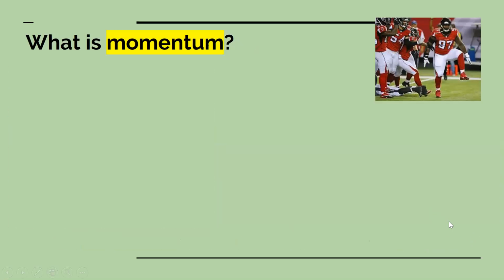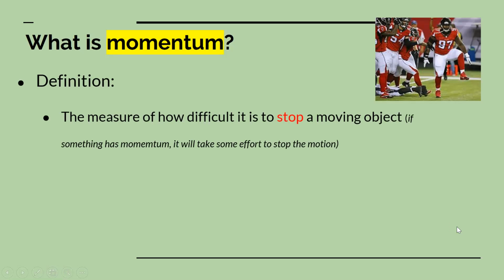Okay. So what is momentum? So we're about to start our notes. If you're on your notes, it says, what is momentum? And the definition is, it's the measure of how difficult it is to stop a moving object. Okay. How difficult it is to stop a moving object. So if you're on your notes, you should have a blank for the word stop.